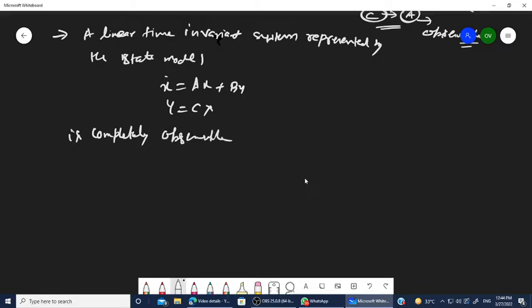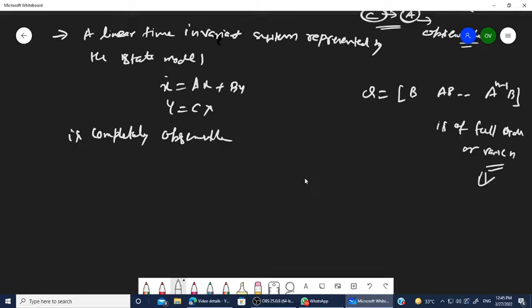in case of when we built up the Kalman test for controllability. At that time we saw how the matrix B, AB, A square B, up to A to the power n minus 1 B should have full rank. We built that model matrix, and this matrix has full rank n, and then only was the system controllable. The same criterion applies here.